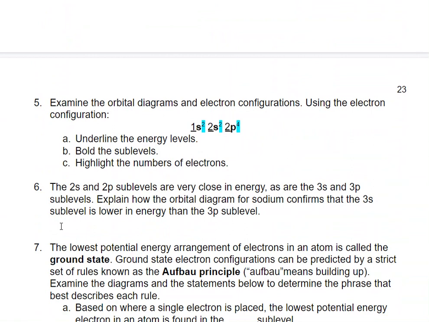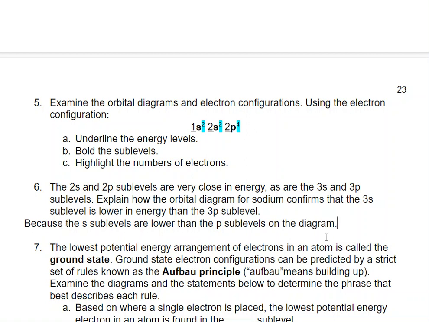So we know that the 3s is lower than the 3p, or 2s is lower than 2p, because the s orbitals are lower than the p sublevels. So we know that because the s sublevels are lower than the p sublevels.